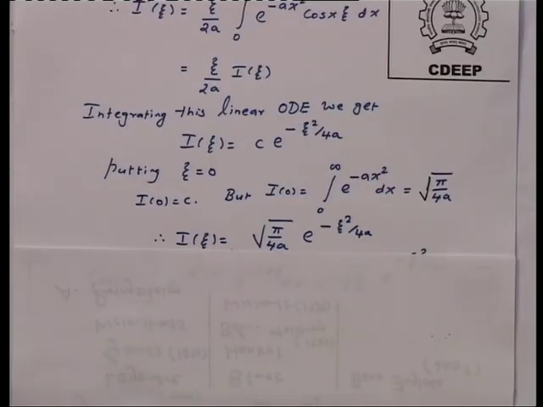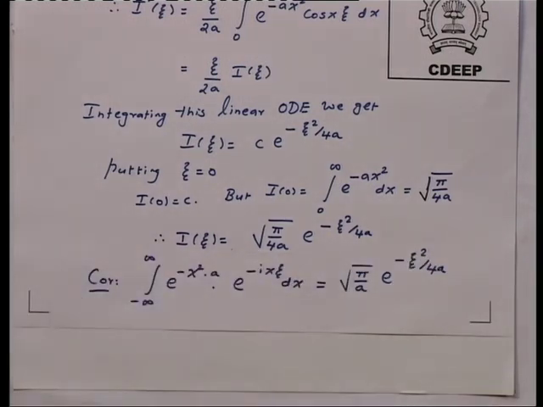So why is it such an important result? Why is this result so important? What have we calculated now? We have calculated the Fourier transform of e to the power minus ax squared. We have computed explicitly the Fourier transform of e to the power minus ax squared. You have computed the Fourier transform of a Gaussian. The Fourier transform of a Gaussian is another Gaussian.